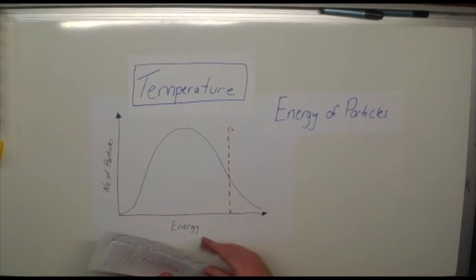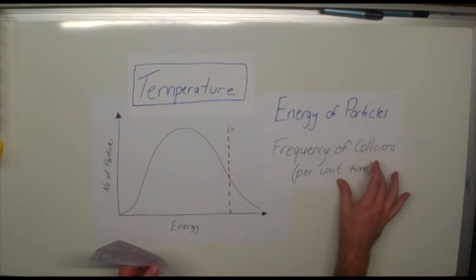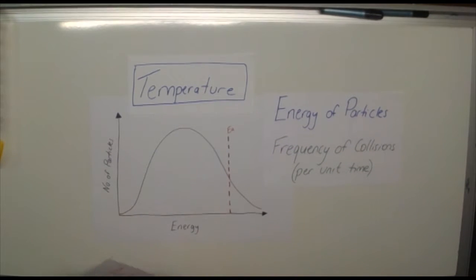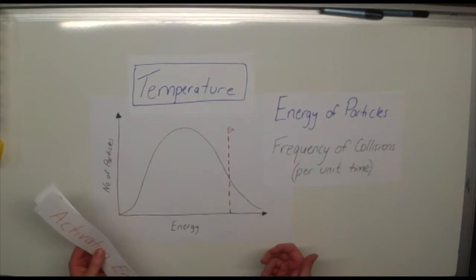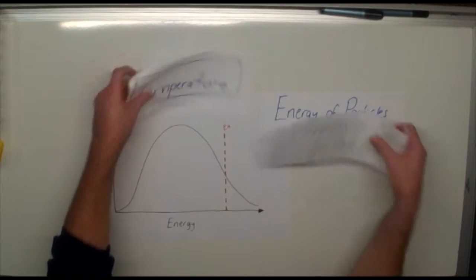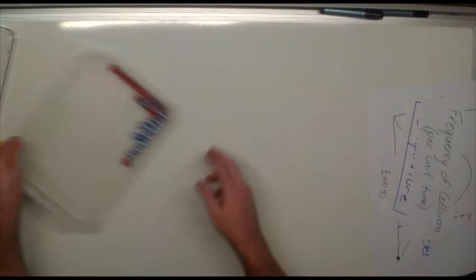Okay, so what that does is that increases the frequency of our collisions per unit time. Because they're zipping around faster, we have a much higher rate of reaction per unit time. Okay, so let me demonstrate that a little bit using some marbles. Okay, so here we go.